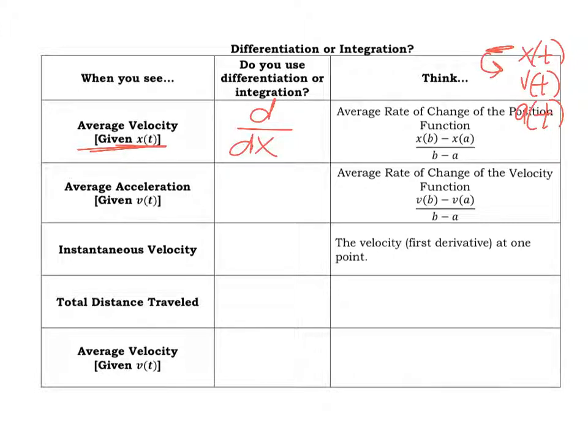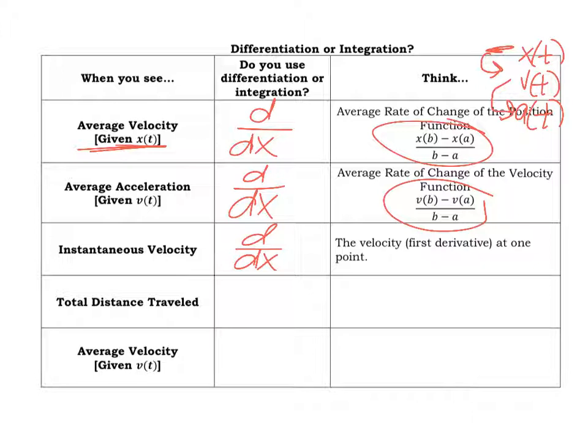So my x(b) minus x(a) over b minus a, that's just our slope formula, right? Now, if I want to find the average acceleration, same thing, and I'm given v(t), acceleration is also the derivative of velocity. So I'm just taking the average rate of change of the velocity, which is again slope, v(b) minus v(a) over b minus a. So this is just another derivative. When you see the instantaneous velocity, that means the velocity at that one point, right? So at that one point, I'm taking the derivative.